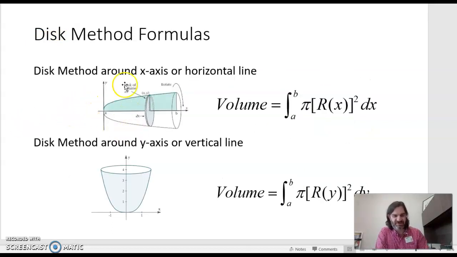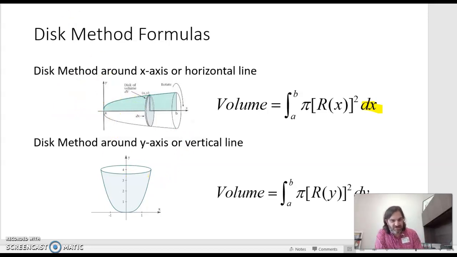Here are the formulas again. We can look at this different ways. If we go around the x-axis or a horizontal line, we're going to integrate in terms of x. So the volume formula would be, from endpoints A to B, of pi r squared, which in some cases would just be our function, r squared dx. So we want our functions to be in terms of x. Make sure you understand that if we're going around a horizontal or x-axis line.